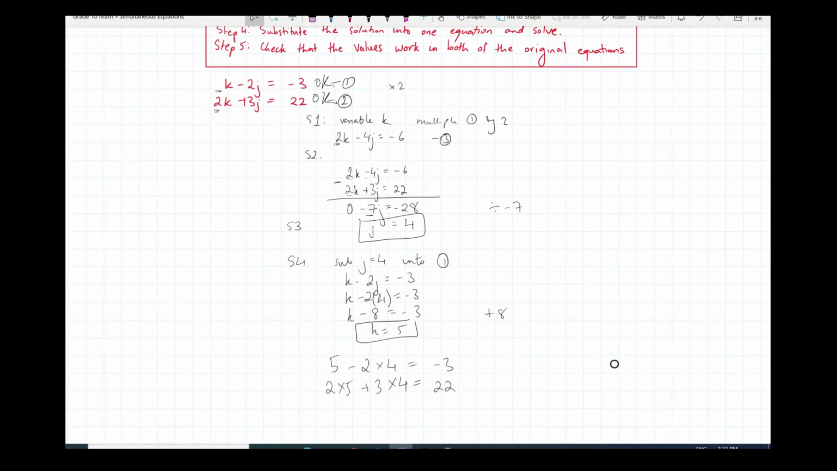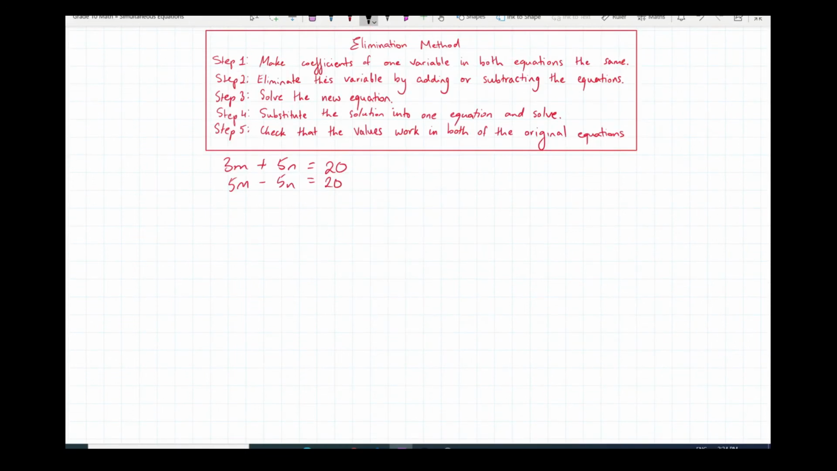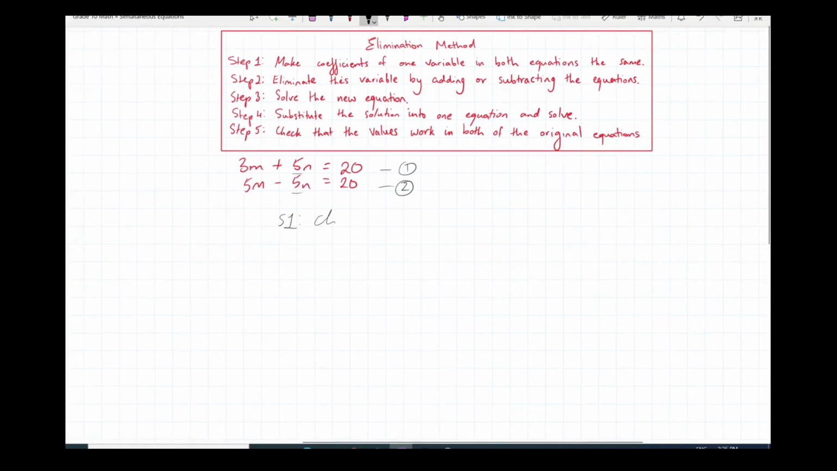Let's look at another example. Okay, so we've got 3m plus 5n equals 20. 5m minus 5n equals 20. So let's call this equation 1, call this equation 2, and do step 1. So we just make coefficients of one variable in both equations the same. Well, we can see that n already has the same coefficient. So we can choose n, already same.